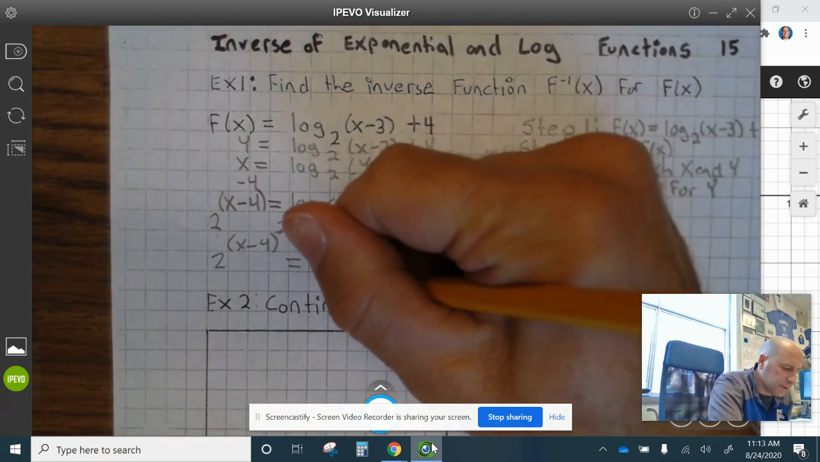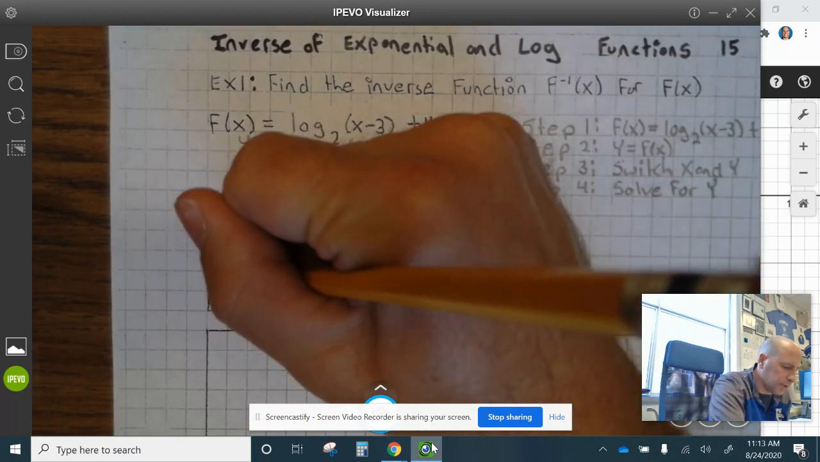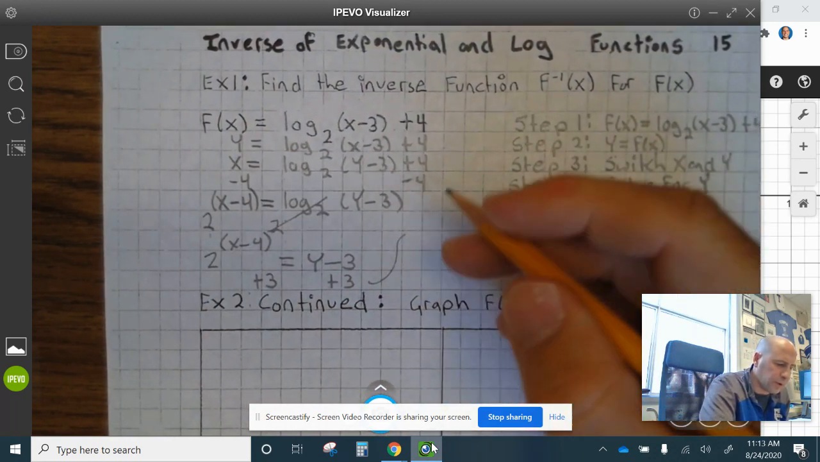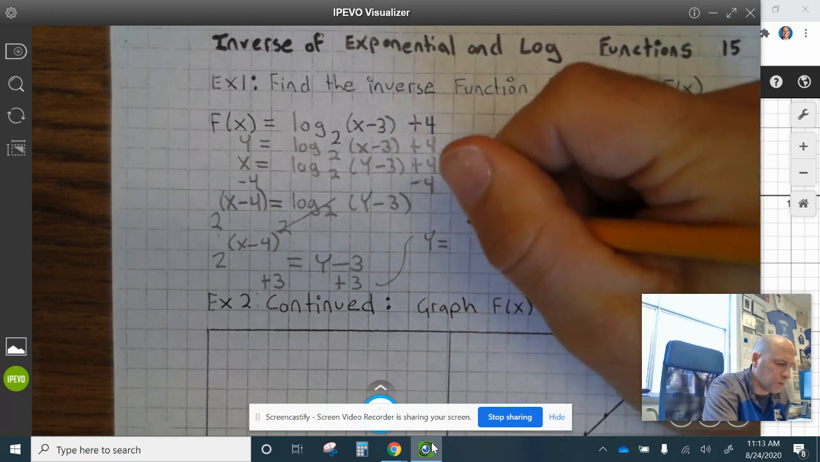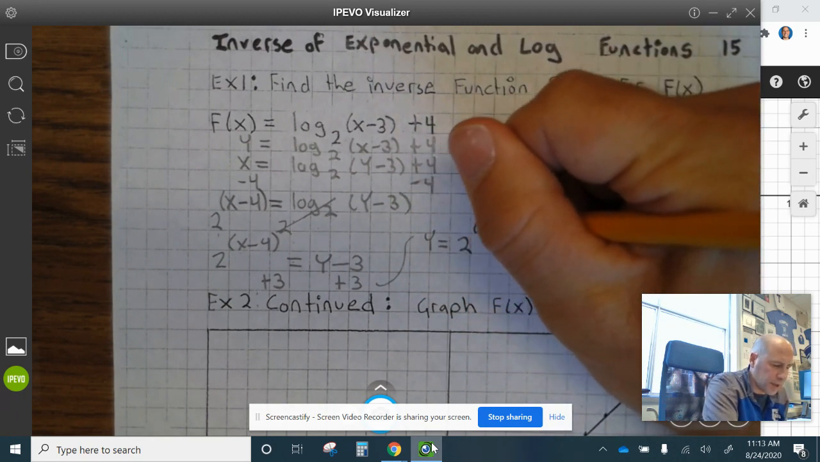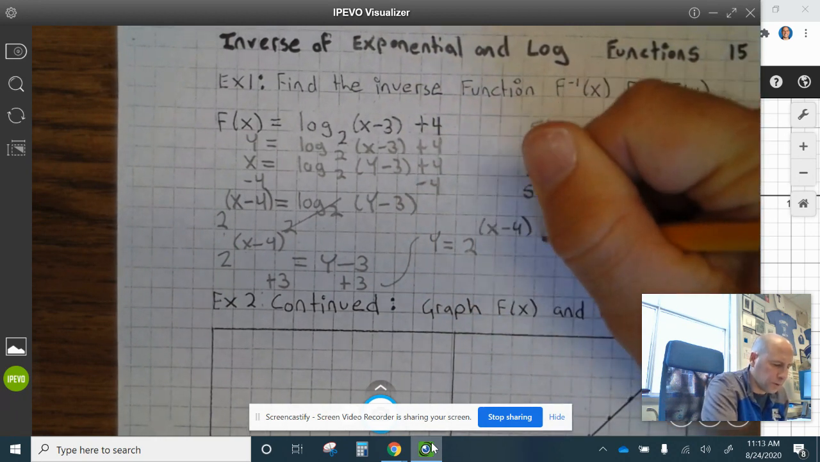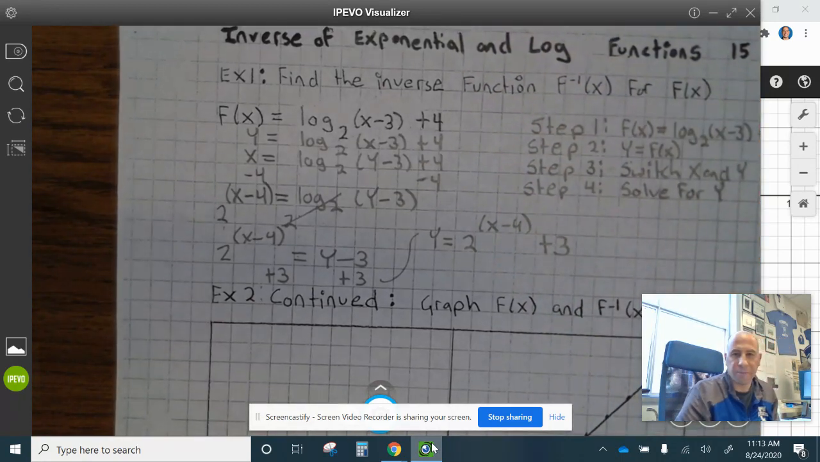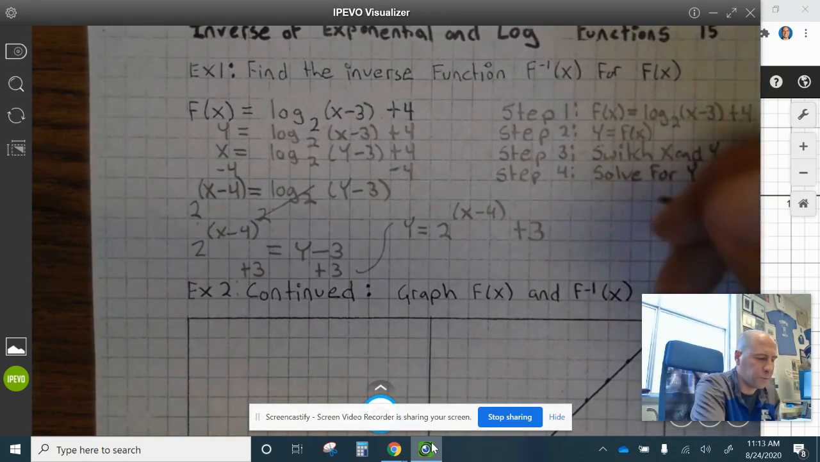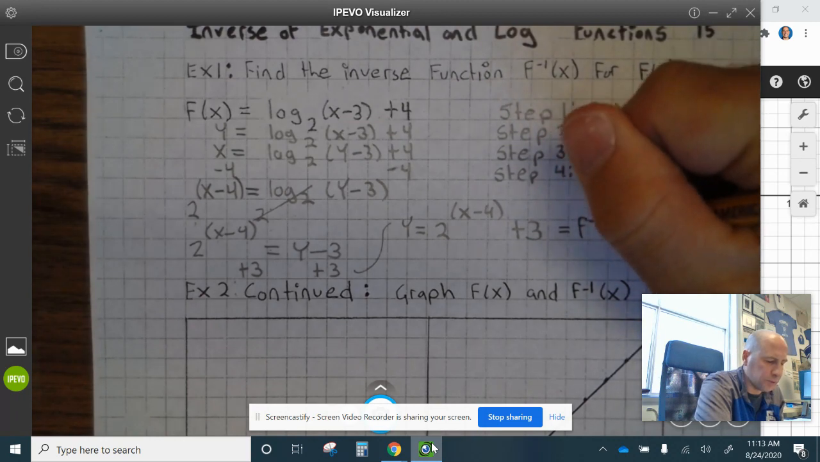We're going to add 3 to both sides. Ran out of space, so y equals 2 to the x minus 4 plus 3, which we know is equal to f inverse of x.